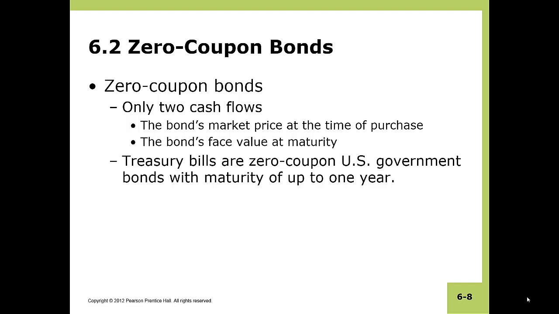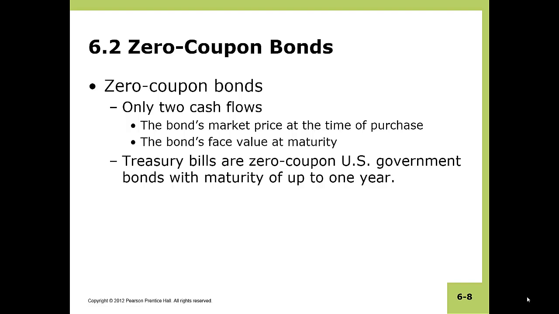The next section deals with zero coupon bonds. With zero coupon bonds, there are only 2 cash flows: the bond's market price at the time of the purchase, and the bond's face value at maturity. This has no interest. So when you buy these, you buy them at a very deep discount, and then at maturity you get the full face value.